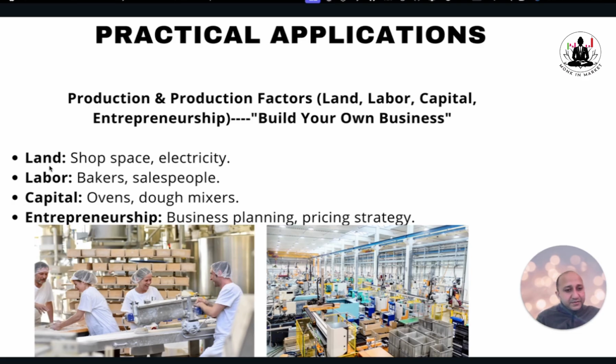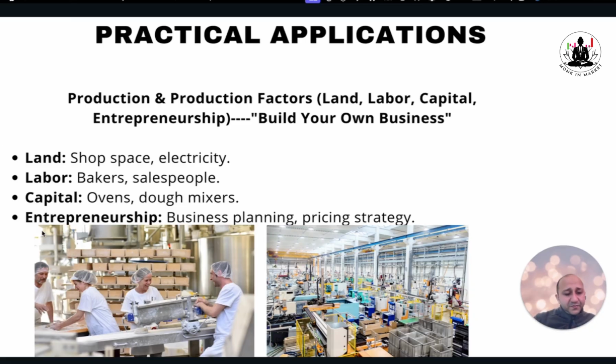Then comes the labor. If I am starting a bakery, I need bakers, right? I need people who will be doing sales. I will need people who are doing marketing, right? So I need a team of people, and for that I need to pay them some salaries, right? Then comes the capital. As I told you at the start of the class, capital is long-term investment, right? So I have to buy machinery, big ovens with huge capacity, right? I have to buy dough mixers. This is capital. I hope this is clear.